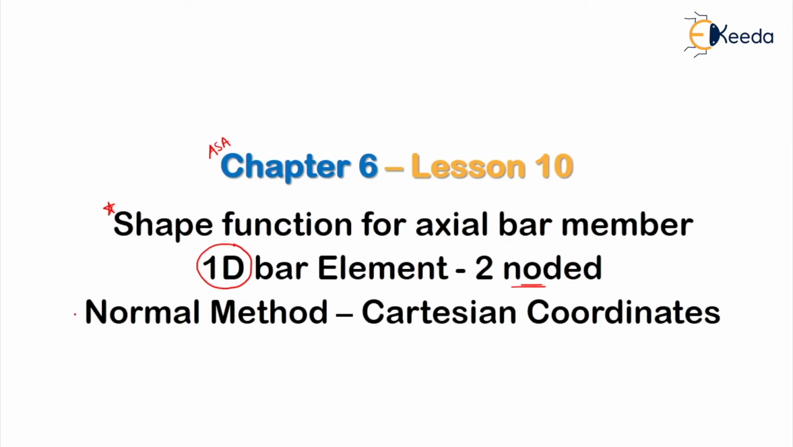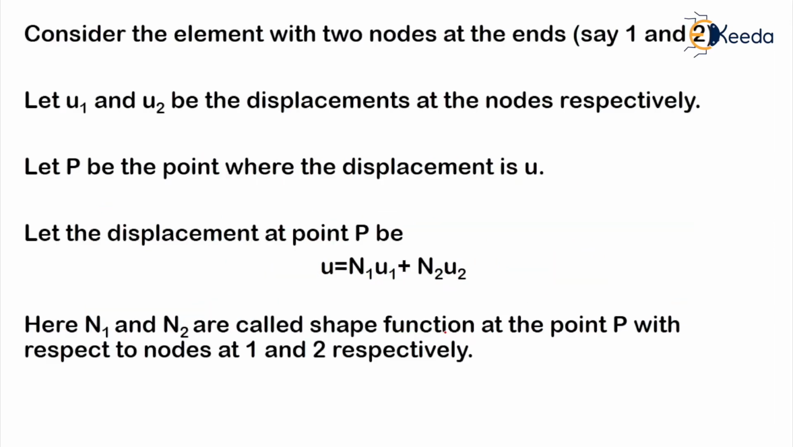The coordinate system we are using in this lesson is Cartesian coordinates, and we are using the normal method of calculating the shape functions, right? In the next lesson we'll do it using natural coordinates. Everything else being the same, we'll use the natural coordinate system then, but in this lesson we're using the Cartesian coordinate system. Okay, so let's see how it works.